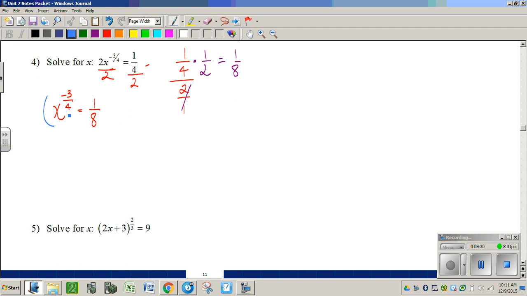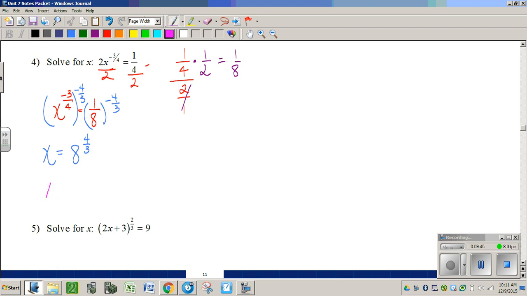All right, remember, we don't need to take care of this negative exponent because when I raise it to its reciprocal, it's going to take care of that. So now we have x equals, now on the right hand side I need to take care of this. So this is now going to become 8 to the positive 4/3.